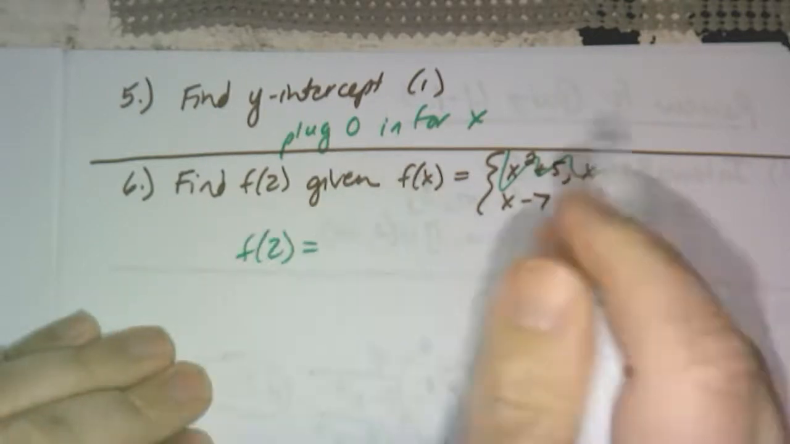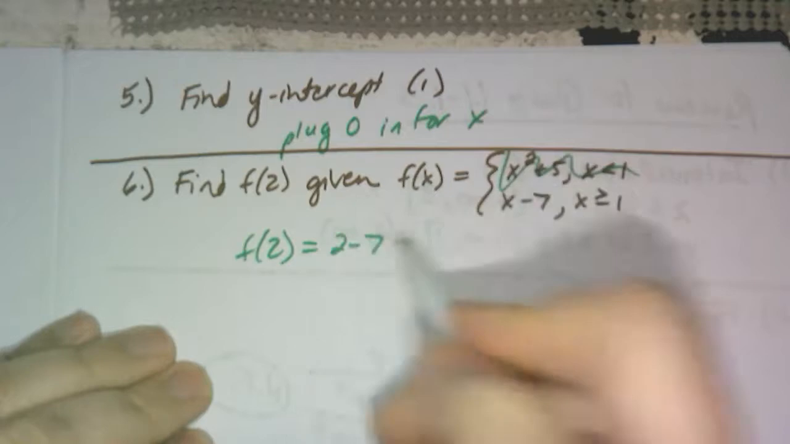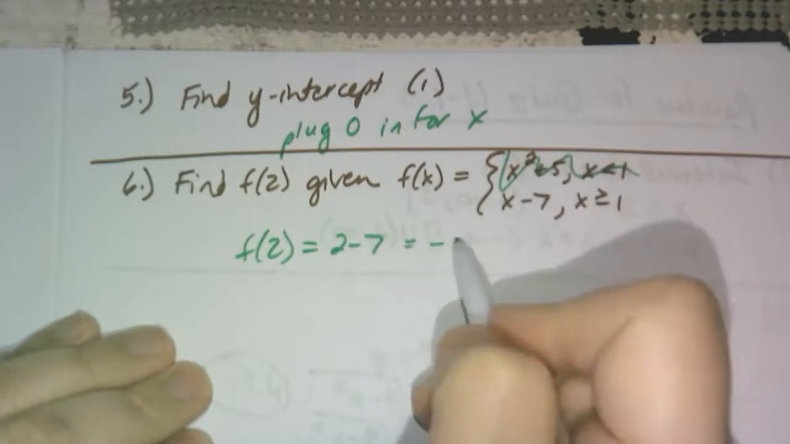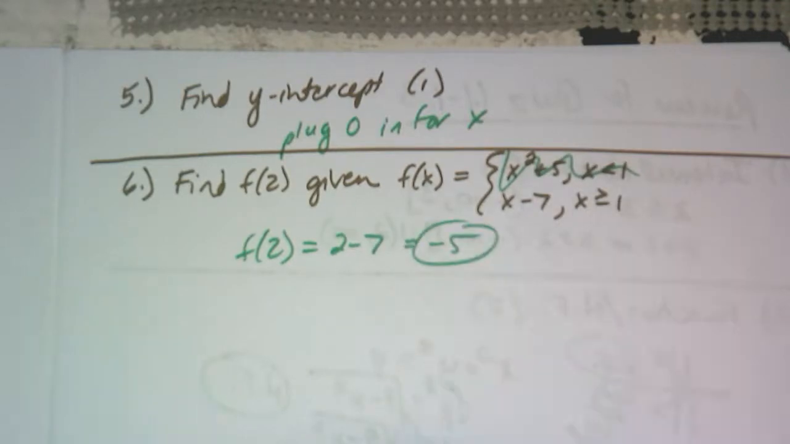F of 2 would be 2 minus 7, which is -5. Done. That's it. If I give you another number like find f of 100, you need to know which piece. You don't plug them into both. Do not give me two answers. It's one answer. All right? Something easy like that.